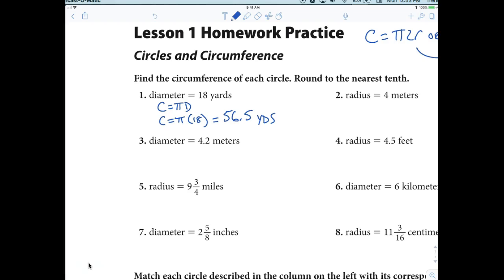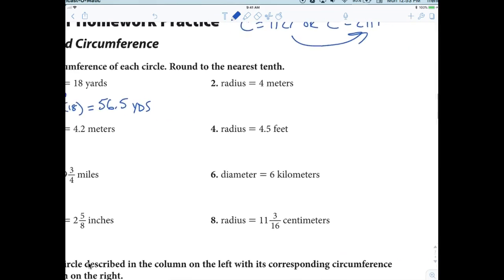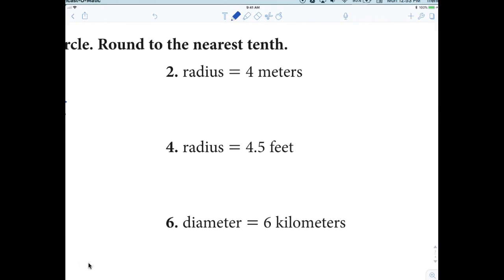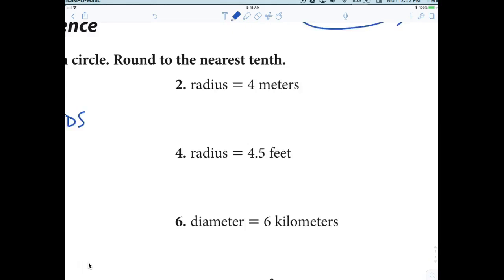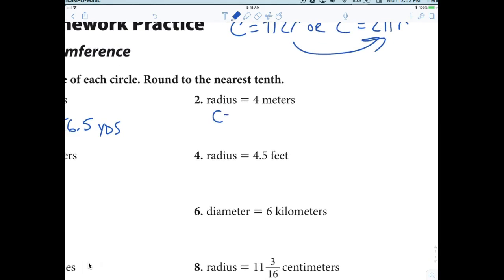All right. So it's 56.5 what, though? You have to use the units. And units is just what you're measuring in. And you're measuring in what? Yards. So everybody would say 56.5 yards. All right. Number 2, Cole. Now, this time we're going to use what formula? The other one. So we're going to put down on your paper C equals 2 pi r.